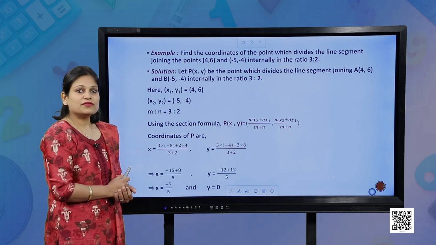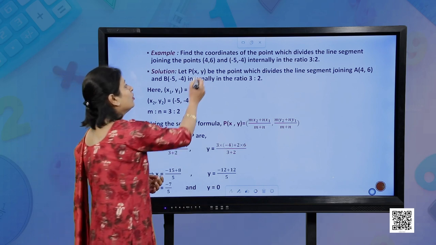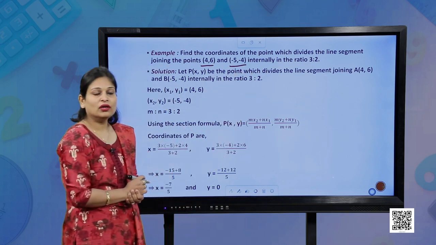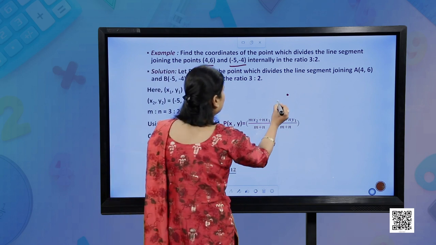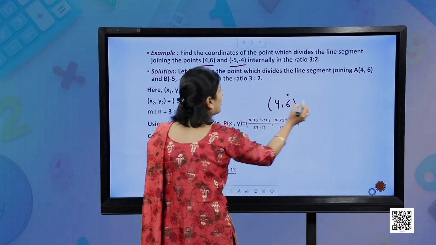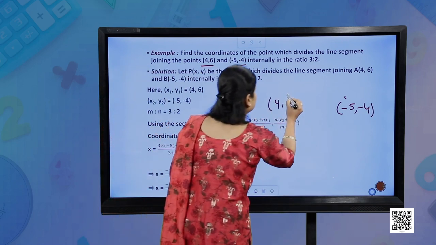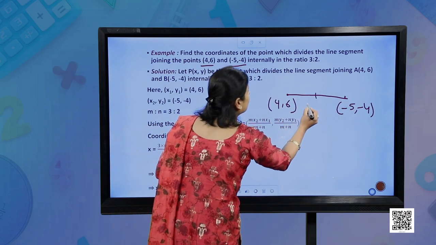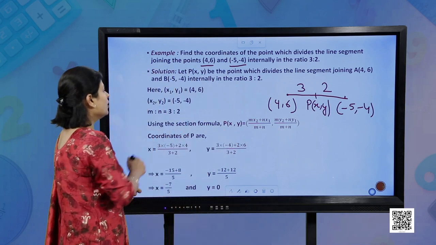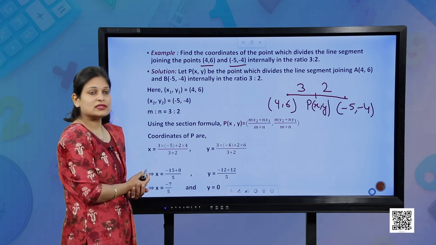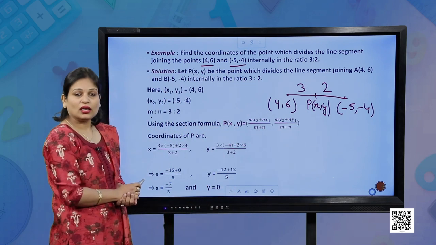Now, let us understand this with the help of an example. Find the coordinates of a point which divides the line segment joining the points (4, 6) and (-5, -4) internally in the ratio 3 is to 2. Means what? I have a point (4, 6) and another point (-5, -4), and this is divided at some point (x, y) in the ratio 3 is to 2. So, here (x1, y1) will be (4, 6) and (x2, y2) will be (-5, -4), and the ratio is given as 3 is to 2.